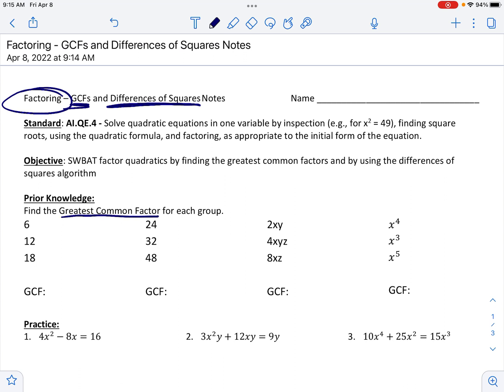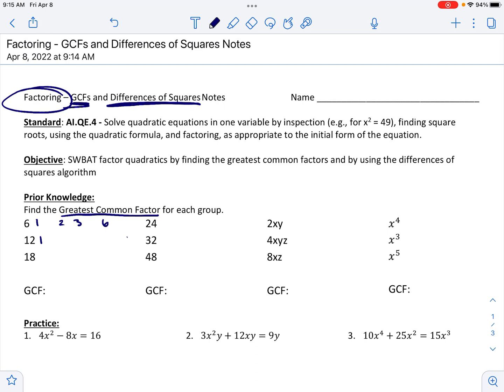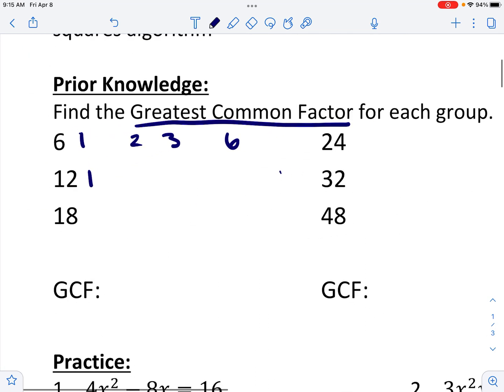And so what you do is you have to find all of the common factors. So we have 1 and 6 and 2 and 3. We have 1 and 12. We have 2 and 6. We have 3 and 4. We have 1 and 18. We have 2 and 9. We have 3 and 6. And that is where we stop.